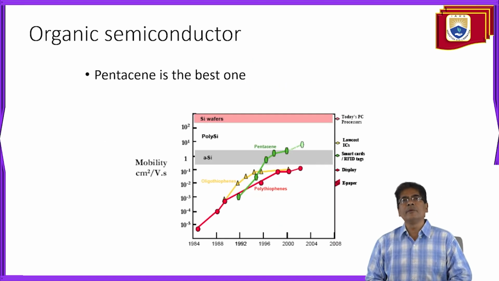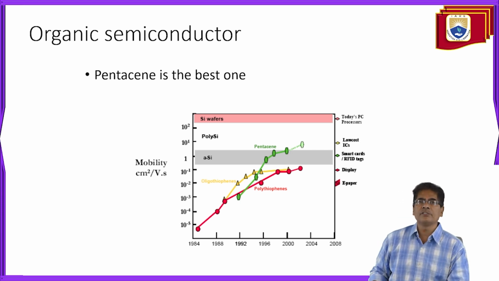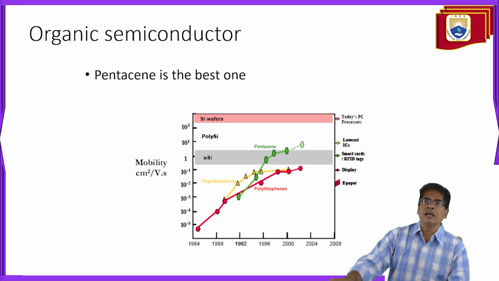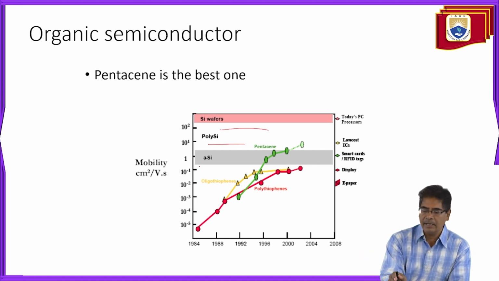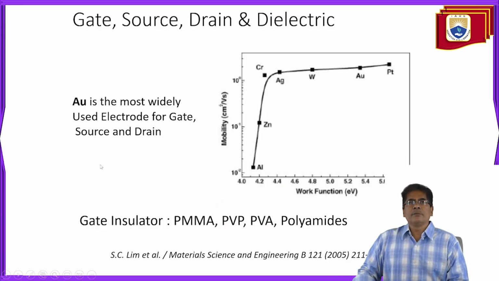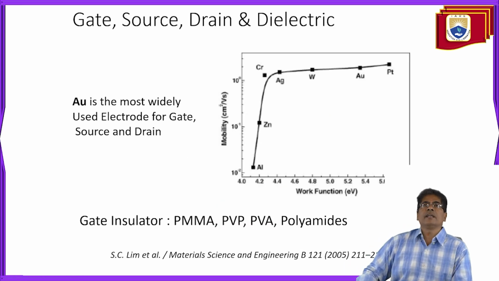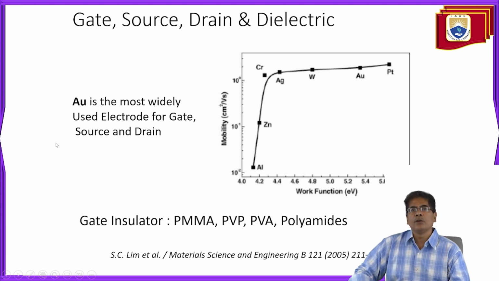In the case of organic semiconductors, pentacene is the best one, with mobility in centimeter square per volt second, compared with silicon wafer and polysilicon. We have the gate, source, drain, and dielectrics, and the gate, source, and drain characteristics. Gold is the most widely used electrode for gate, source, and drain. Gate insulators are all polymers: PMMA, PVP, PVA, and similar polymers.